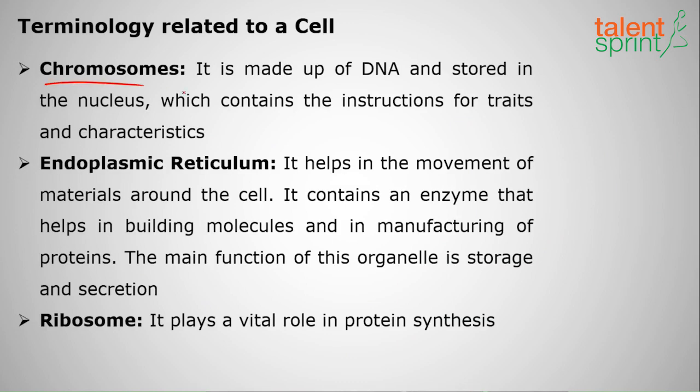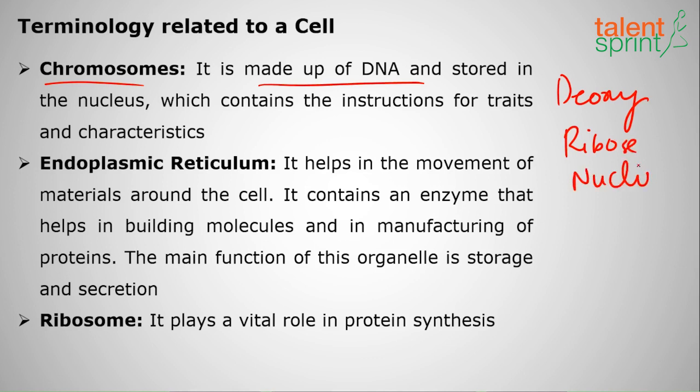Next, what are chromosomes? Generally we hear about chromosomes, right? They are made up of DNA. What does DNA stand for? Deoxyribonucleic acid, which contains our genetic information. Genetic information is stored in our DNA, which is present in the chromosomes. Human beings have 23 pairs of chromosomes, that is 46 chromosomes, through which we inherit our characteristics from our parents or ancestors.